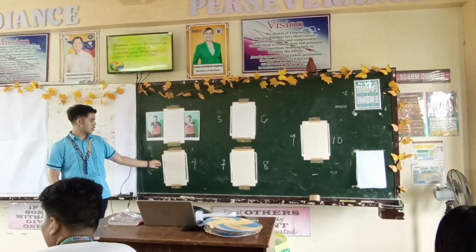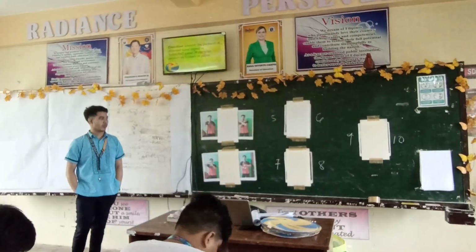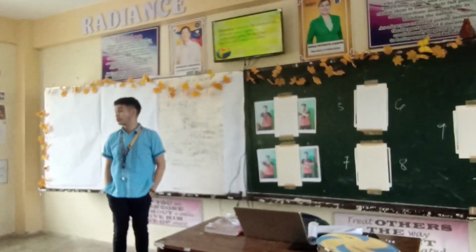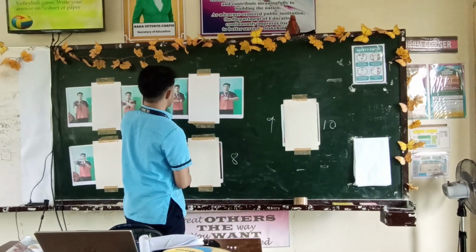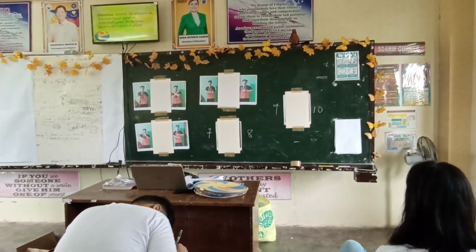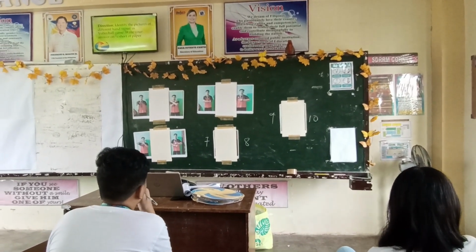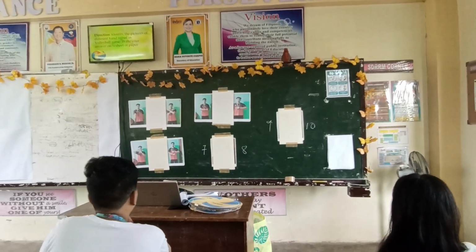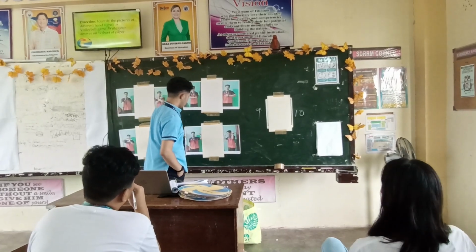Are you done? Maybe item number 1 and 2. This is the 3 and 4. Okay, are you done? This is item 5 and 6. Okay, are you done? This is item 7 and 8, 9 and 10.